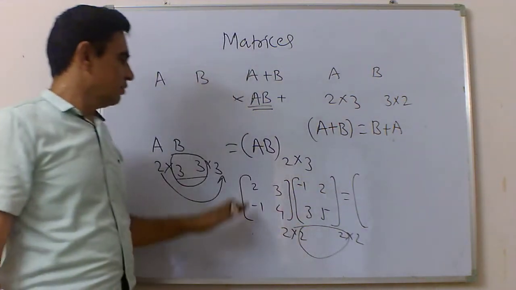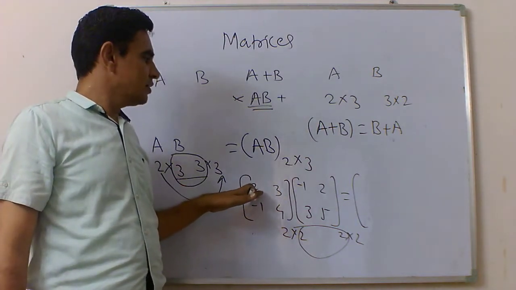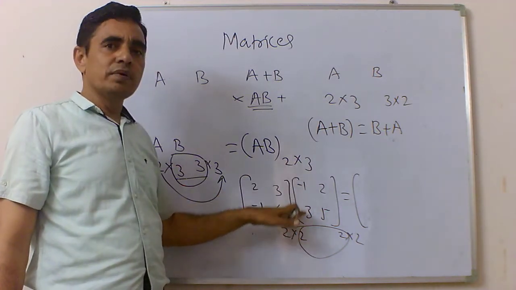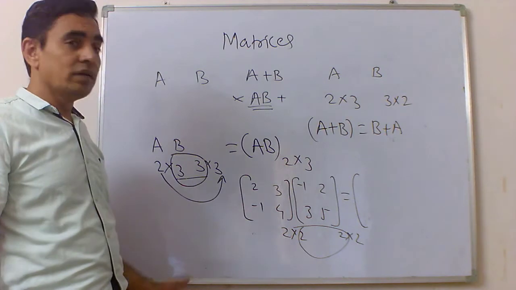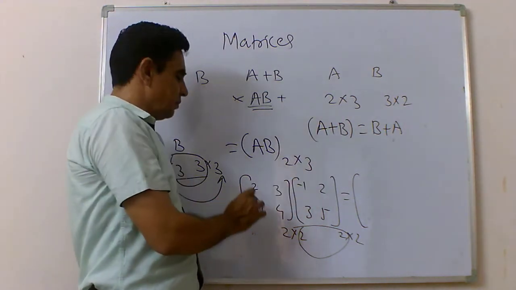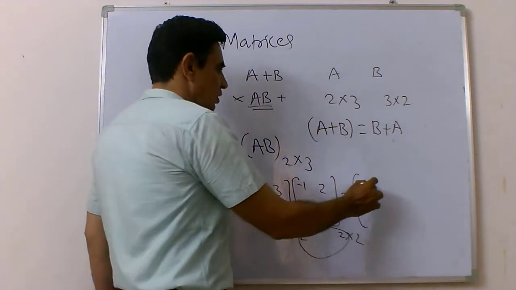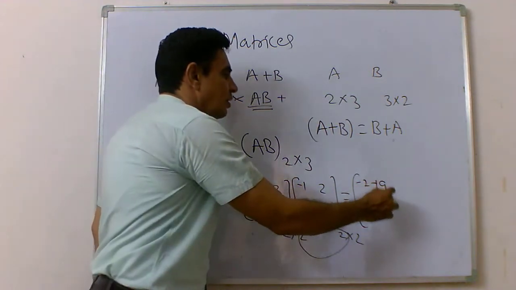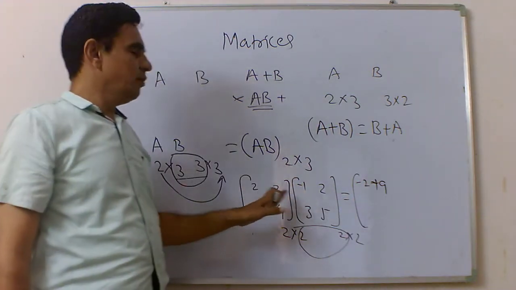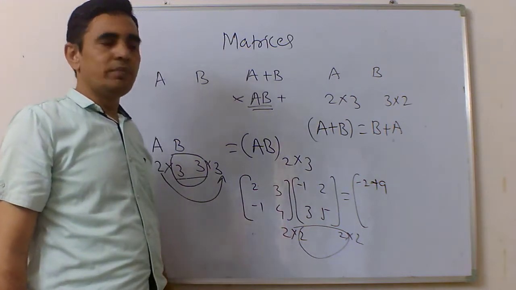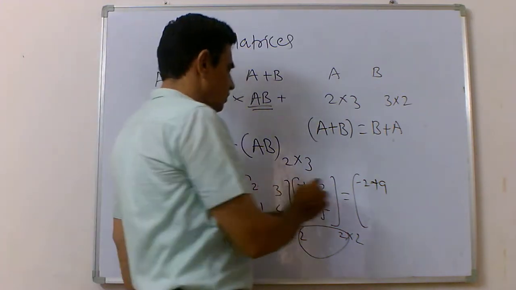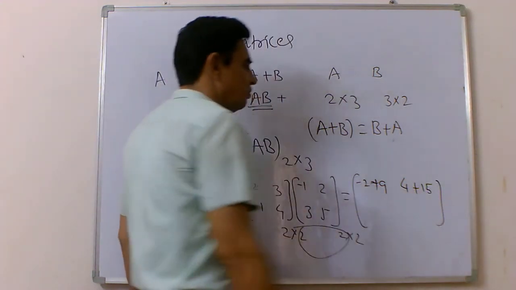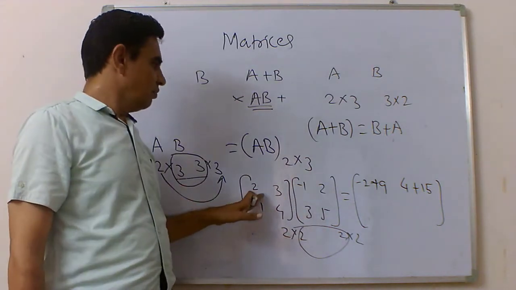Then how to take the product? Take the first row of the prefactor and the first column of the post factor, and take the product of the corresponding elements. First corresponding elements: 2 into -1 is -2, plus second to second, that is the corresponding element, 3 into 3 is 9. The sum of the products of the corresponding elements of the first row and first column gives the first element. Now first row, second column: 2 into 2 is 4, 3 into 5 is 15. Now the columns are completed here.